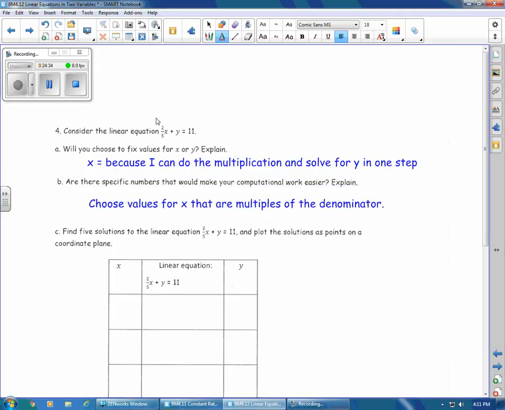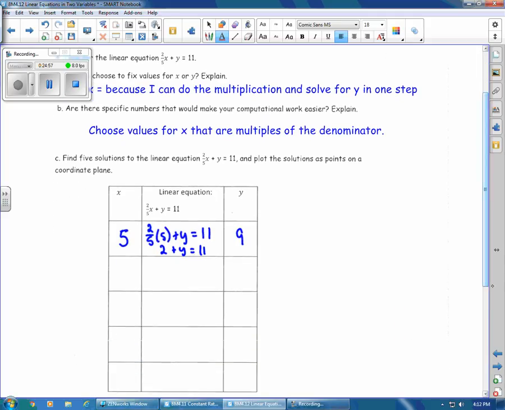So if my first value for x is 5, 2/5 times 5 plus y equals 11. 2/5 times 5 is going to be 2. 2 plus y equals 11. Whoops, that one didn't stay. So I'm going to subtract 2 from both sides, and I know my y value is going to be 9. So what looked like an intimidating, difficult problem really wasn't that difficult.